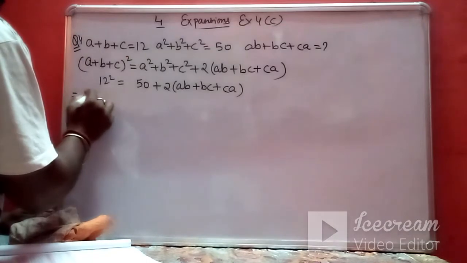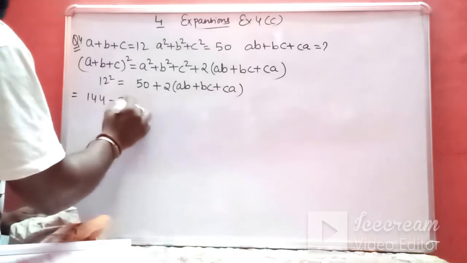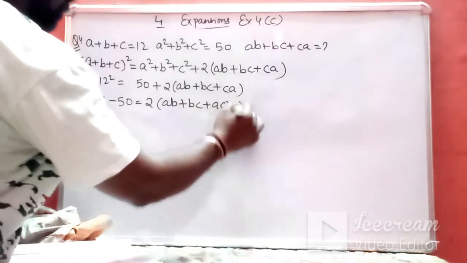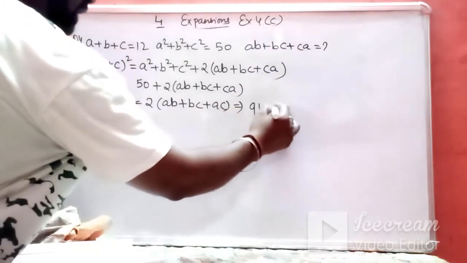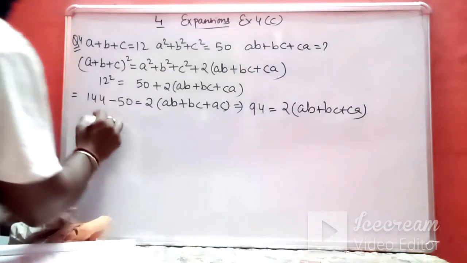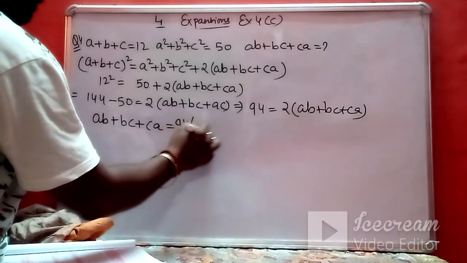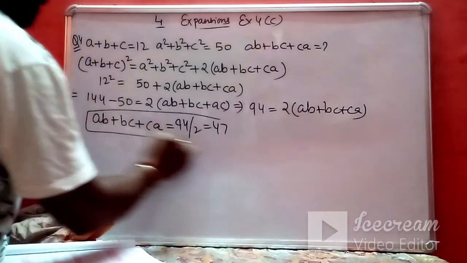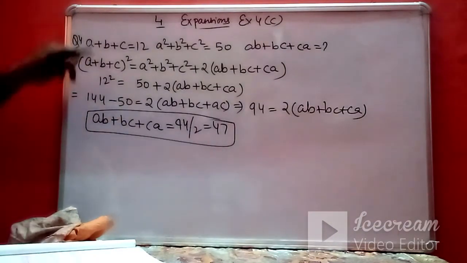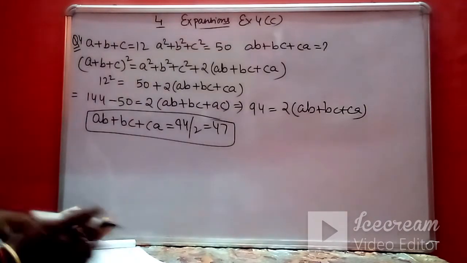So what we will get? 144 equal to 50 plus 2 into (ab plus bc plus ca). Okay, 144 minus 50 equals 2 into (ab plus bc plus ca). So what is our answer? 94 equal to 2 into (ab plus bc plus ca). So what is ab plus bc plus ca? It is 94 by 2, that is 47. Okay, like this. So in questions from 4 to 8, you will first write a plus b plus c whole square everywhere. Then you will put the given values.